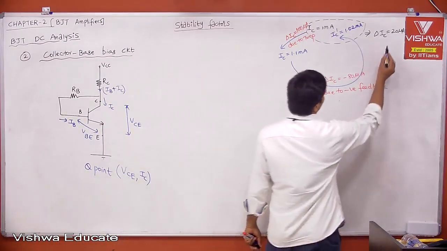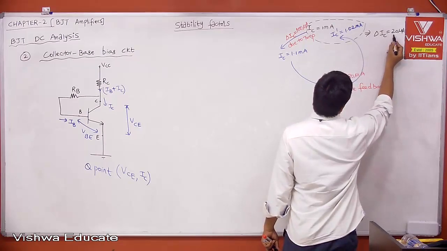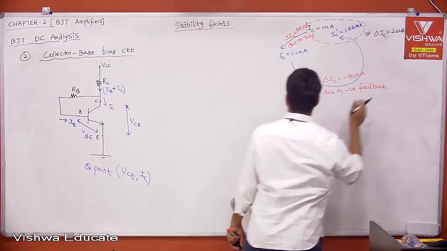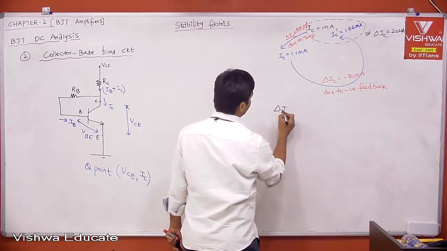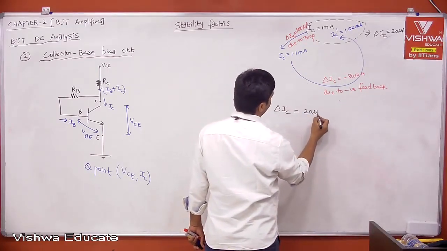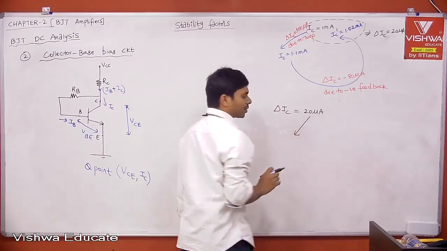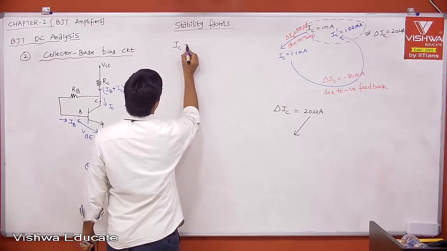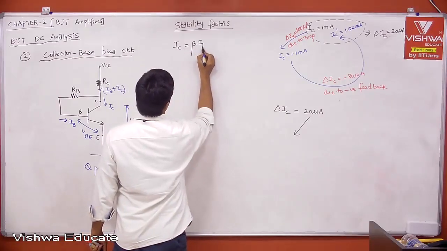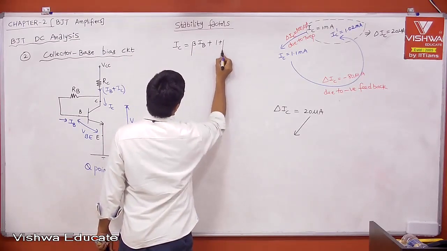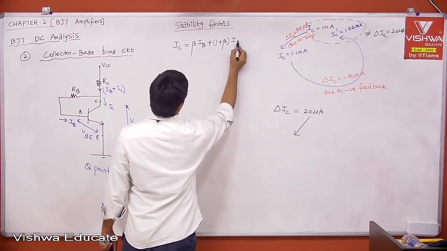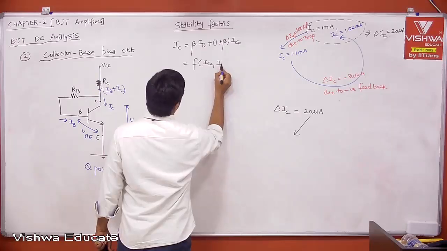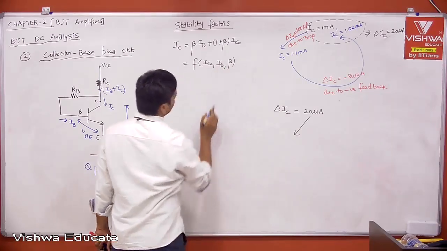Now let us say out of 20 microampere, here I don't have space, out of 20 microampere, let us say the change in IC, that is 20 microampere. Out of 20 microampere change, right? We know that your IC is equal to beta into IB plus (1 plus beta) into IC naught. Then this is nothing but a function of IC naught, IB and beta, right?